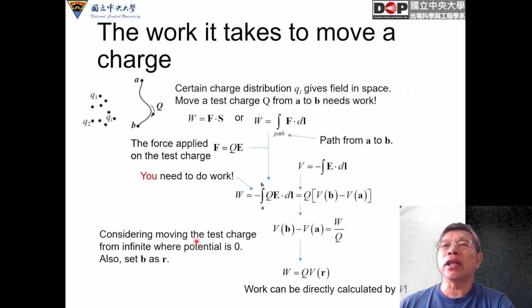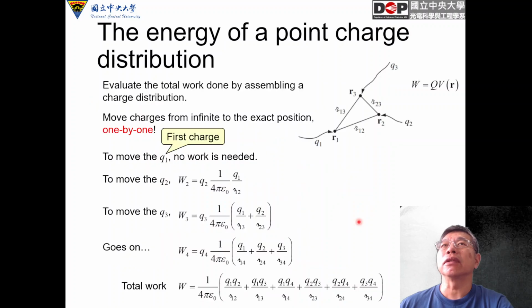So consider moving the test charge from infinity, where potential is zero, and set B as R. So now we have an initial location at infinity, whose potential we set as zero, and we set the location of B as R. So we now have the total work from infinity, bringing a test charge to a location R. So that can be directly calculated by just the potential. That's also another reason why we want potential.